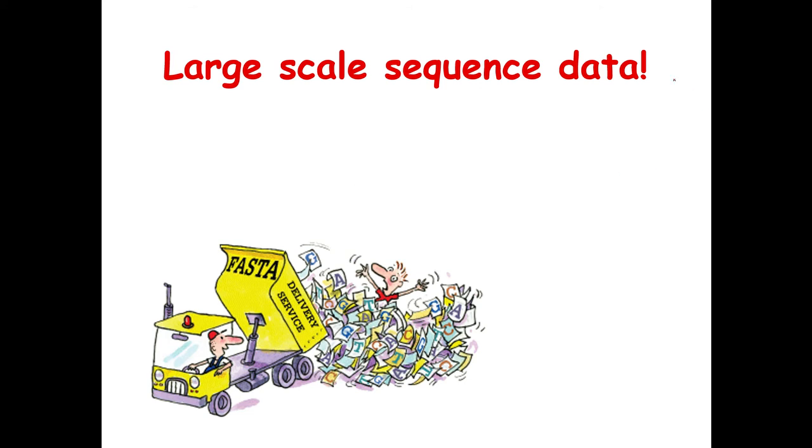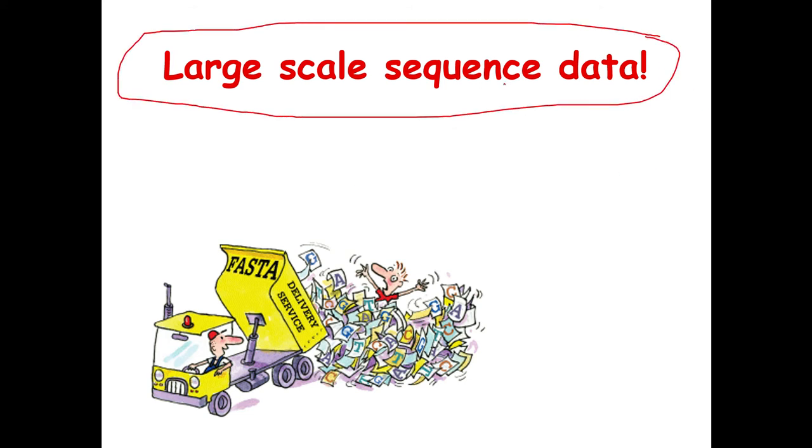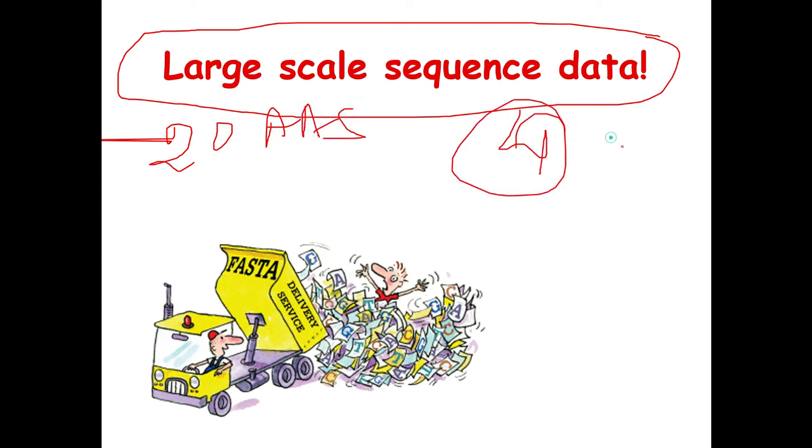So what is the basic idea? At larger scale, we find 20 amino acids for protein and only 4 bases for DNA. So tell me, my friend, what is more difficult, DNA sequencing or protein sequencing?